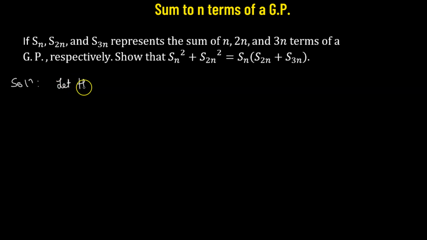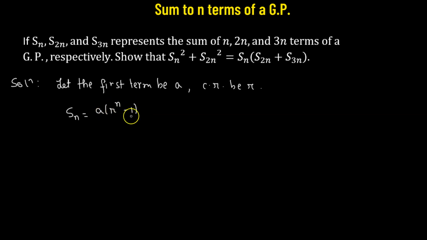First we will specify the common ratio as well as the first term. So let the first term of the geometric progression be represented by the letter a in lowercase, and let the common ratio be represented by r. Now we know that the sum to the nth term of a geometric progression is given by the formula a times (r^n - 1) divided by (r - 1). So let this be equation number 1.